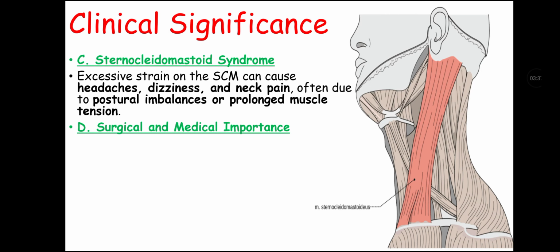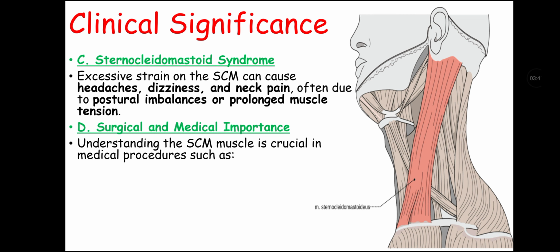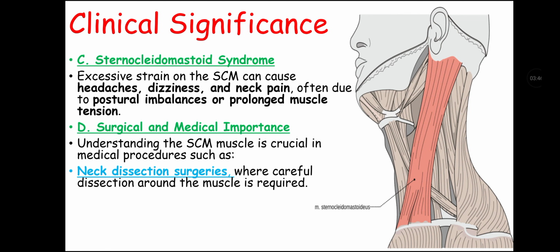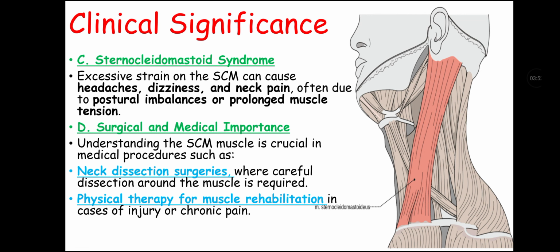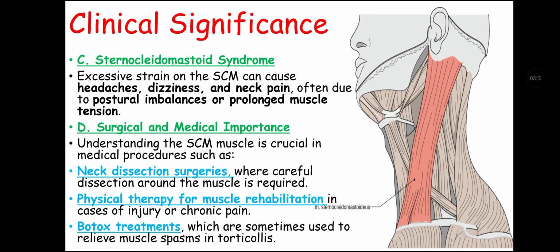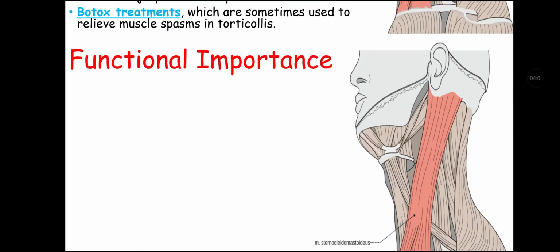prolonged muscle tension. Then there is the surgical and medical importance of the sternocleidomastoid muscle, as understanding the sternocleidomastoid muscle is crucial in medical procedures such as neck dissection surgeries, where careful dissection around the muscle is required. And second is physical therapy for muscle rehabilitation in case of injury or chronic pain. And third is Botox treatment, where it is sometimes used to relieve muscle spasm and torticollis.